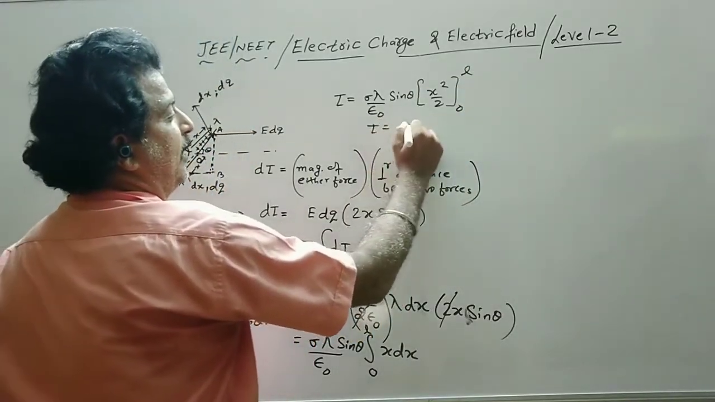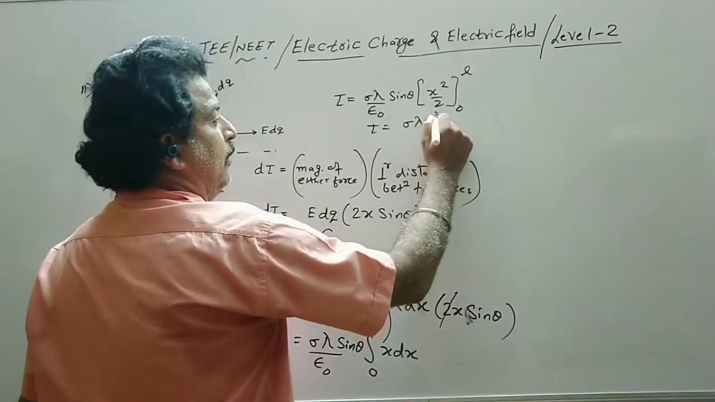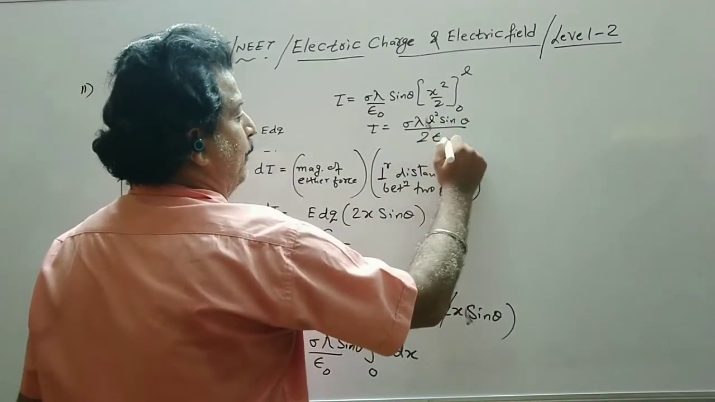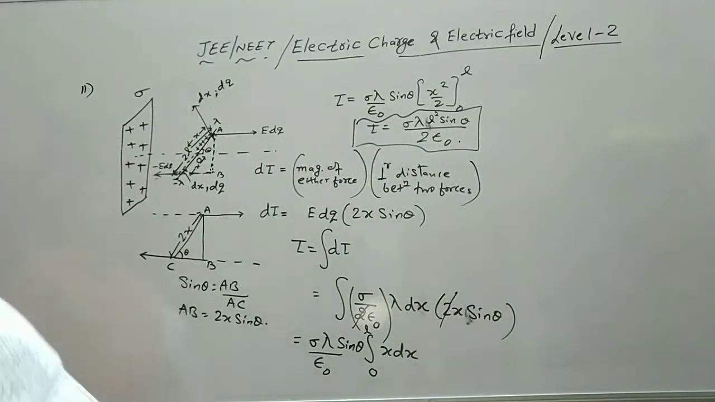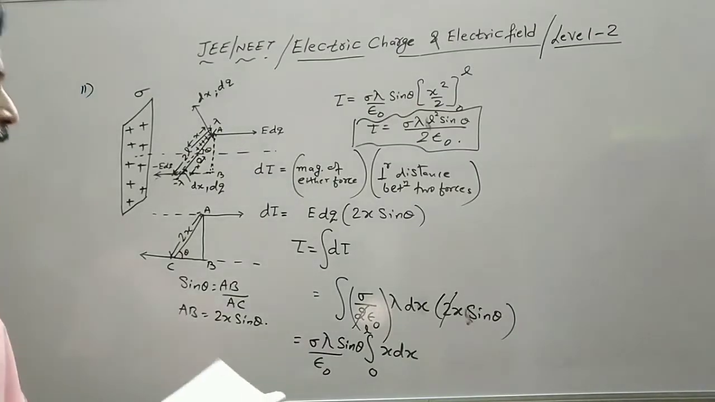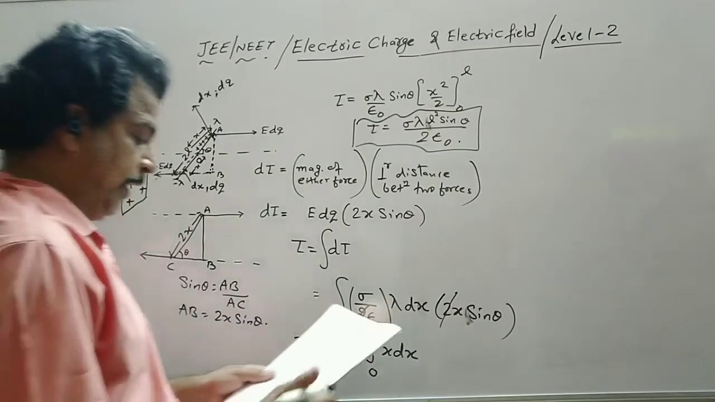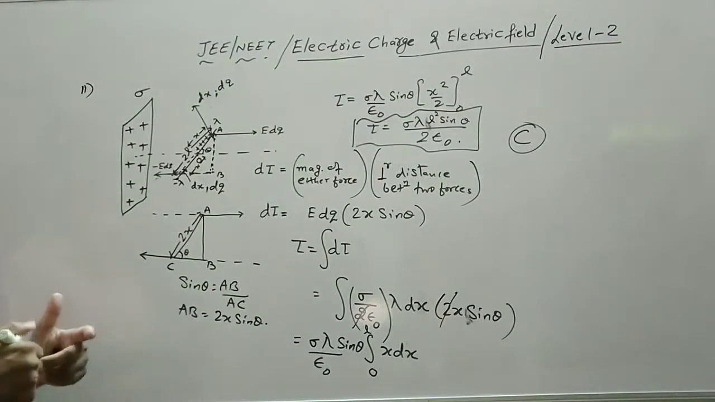So tau can be written as sigma lambda L square sin theta upon 2 epsilon naught. So this much torque acts on a rod. So it comes out to be sigma lambda L square sin theta upon 2 epsilon naught. So it is option number C. So this is the torque acting on the rod.